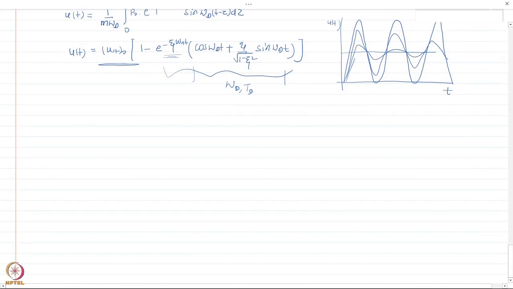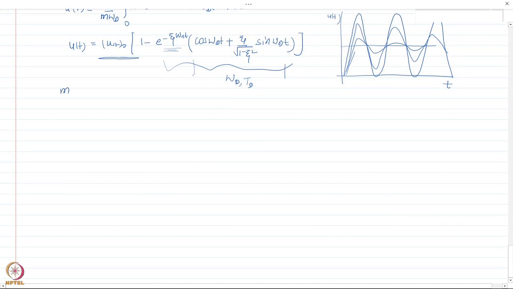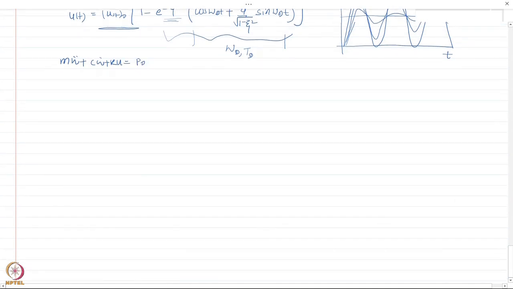Now, in this case, you saw that the utility of the Duhamel integral won't be that effective. If you had this expression to solve for a damped system, with this equal to p naught, it might just be easier to find it using the common method of solution of a differential equation. If you remember, the particular solution we write as p naught by k here, and the complementary solution we write as e to the power minus zeta omega n t times (A cos omega d t plus B sin omega d t).